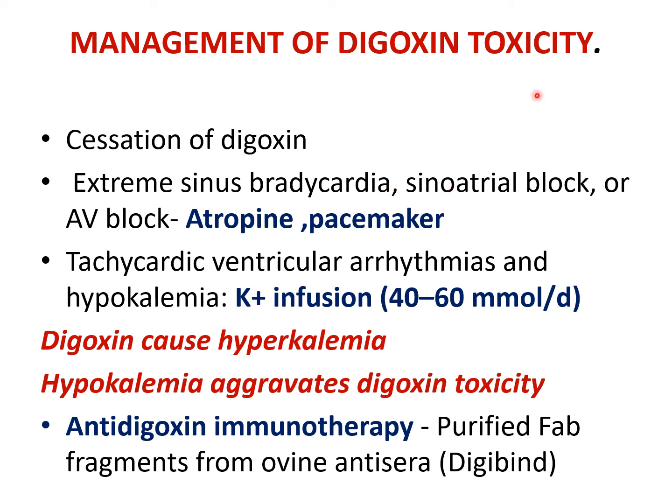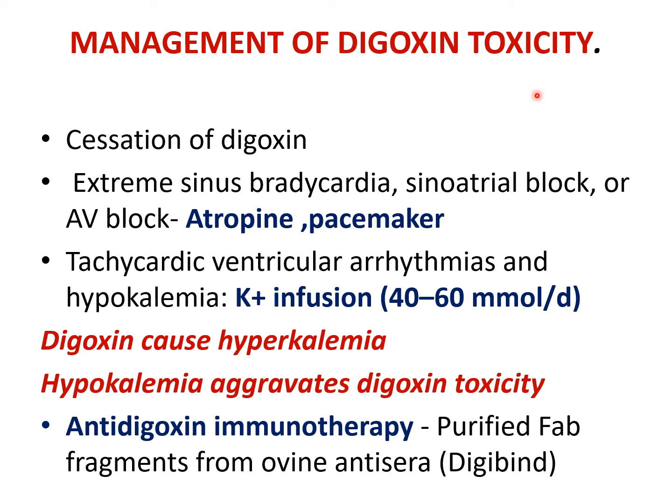Management of digoxin toxicity involves stopping digoxin abruptly. When there is extreme sinus bradycardia, sinoatrial block, or AV block, you can give atropine and a pacemaker. If the arrhythmia is tachyarrhythmic, like tachycardic ventricular arrhythmias, and there is hypokalemia, then you can give potassium infusion.